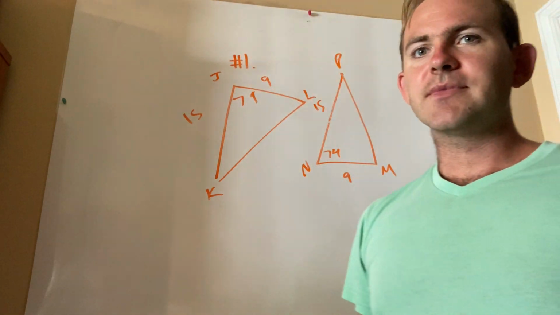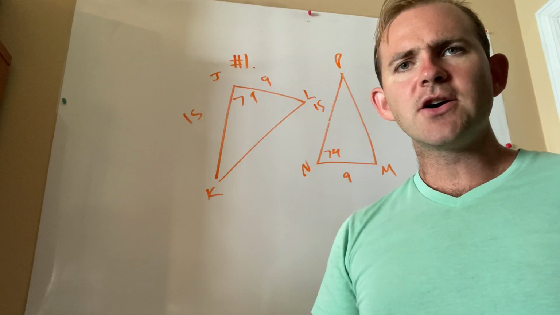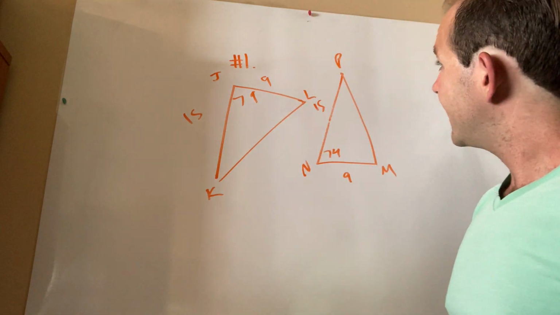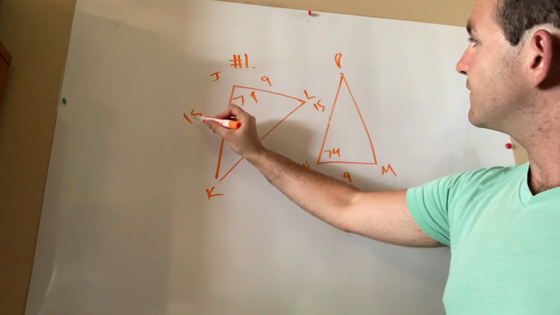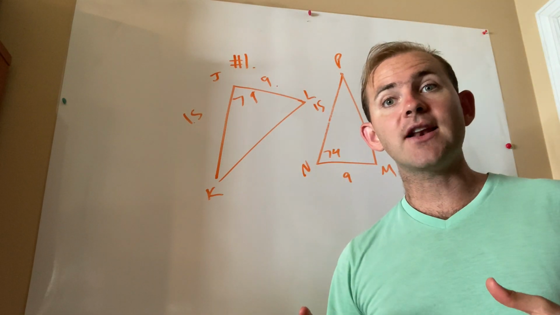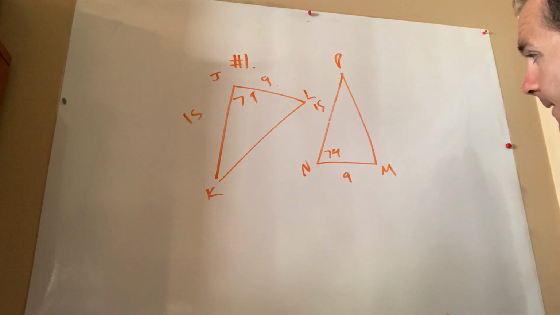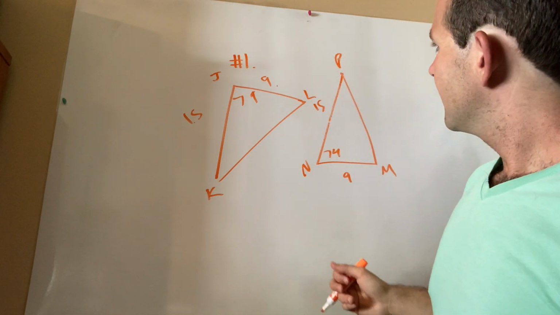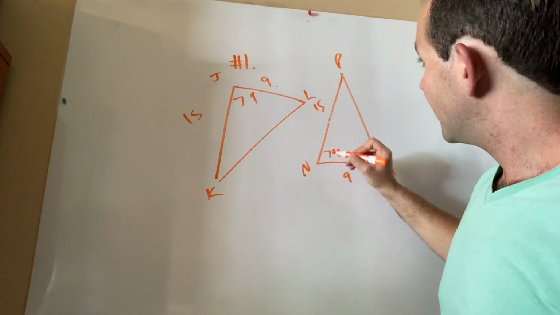Okay, so here's the thing. How do we know that we can apply this so-called hinge theorem? Well, we know we can apply it because in both of the triangles, I have a 15 and a 9 and a 15 and a 9, right? So I have two sides that are congruent, okay? Now, let's take a look at the angles, all right? This one's 79 and this one is 74.